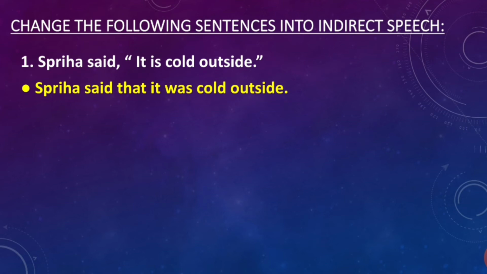Here you can see that after removing the commas, we have used that here in the answer, and after that the letter which is inside the inverted commas, it, I is small, and the verb has been changed into past tense. The word is has changed into was. So the answer will be Spriha said that it was cold outside. Now see second sentence.